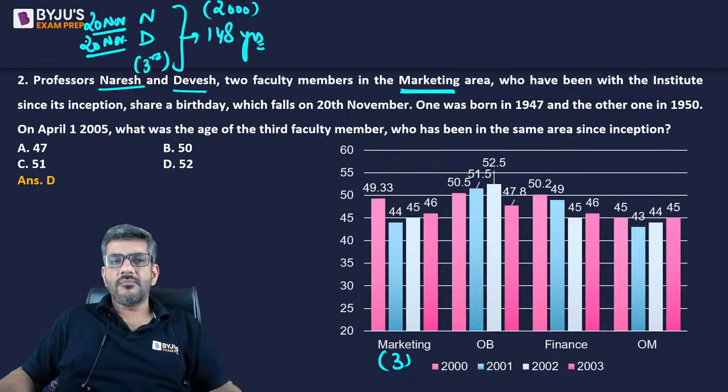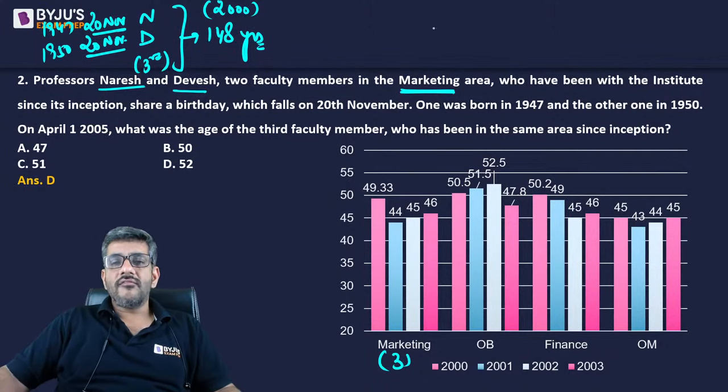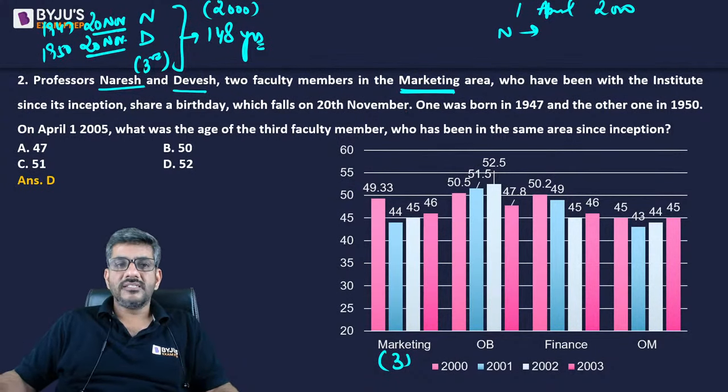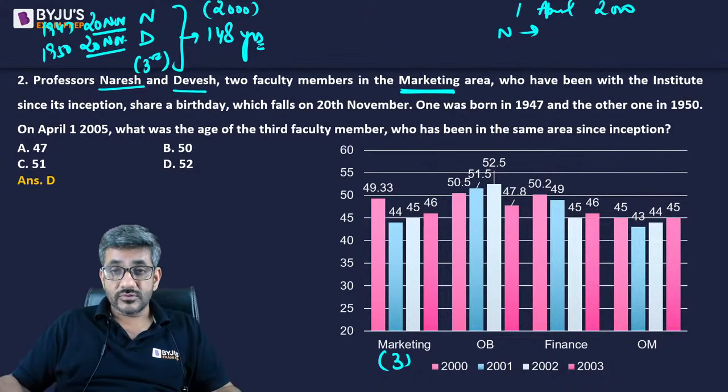So these two guys were born on 20th of November. One was born in 1947 and one was born in 1950. So can I say on 1st April 2000, the age of Mr. Naresh, what was his age? From 20th November 1947 to 1st April 2000.